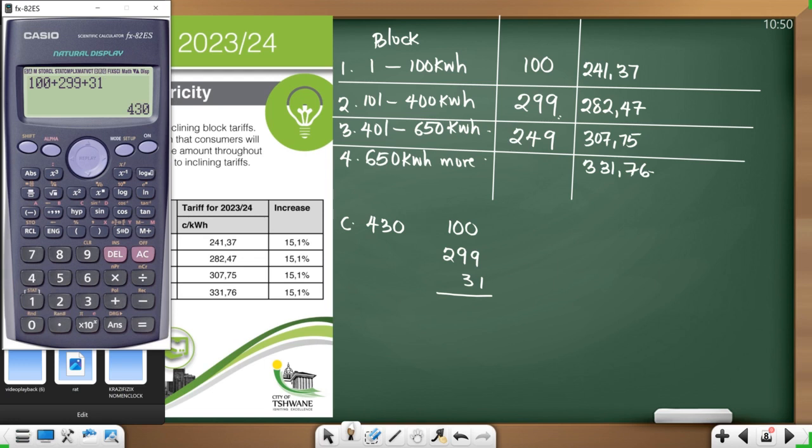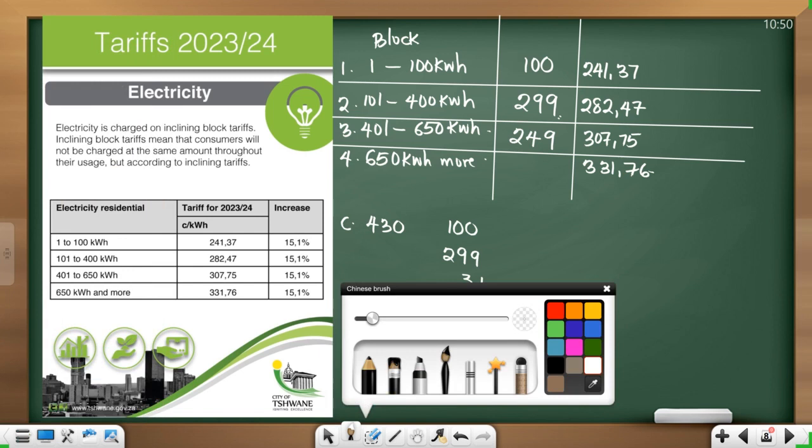430. Let's go again. I'll start by looking at the first block. So I have 430. Let's subtract 430 minus 100. Boom. 330. Then again, 299. But what I have is bigger than 299. So 330 minus 299. Boom. 31. That's how I got my values. And then you come here and do the exact same thing we did.